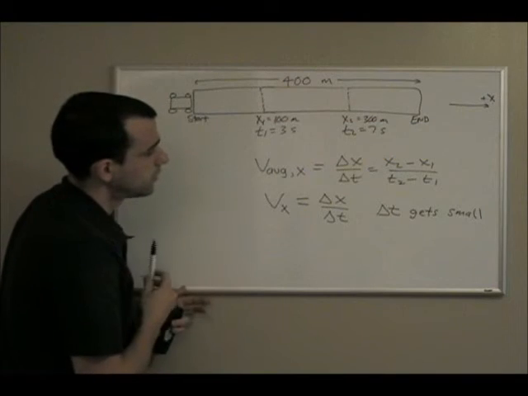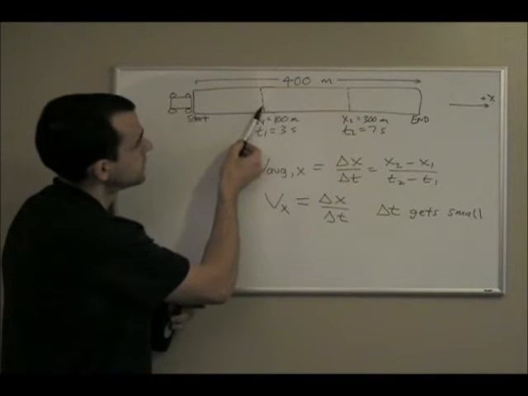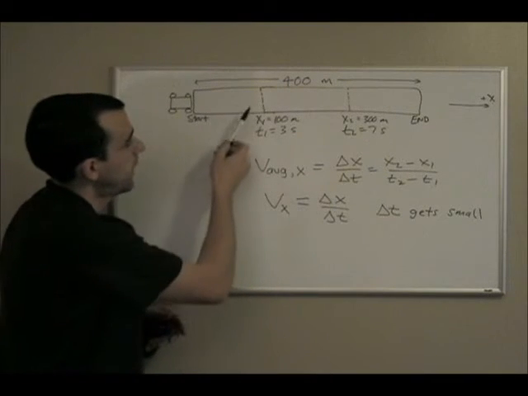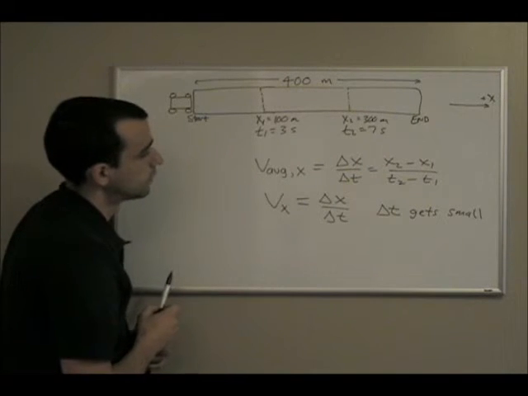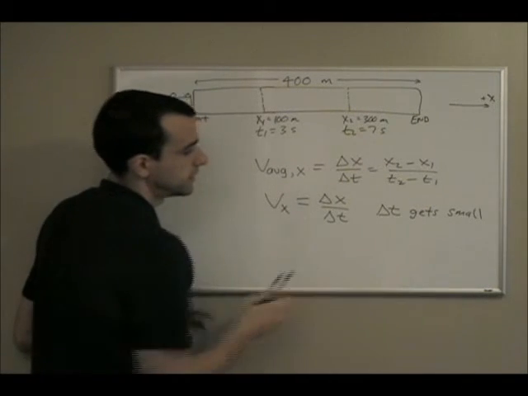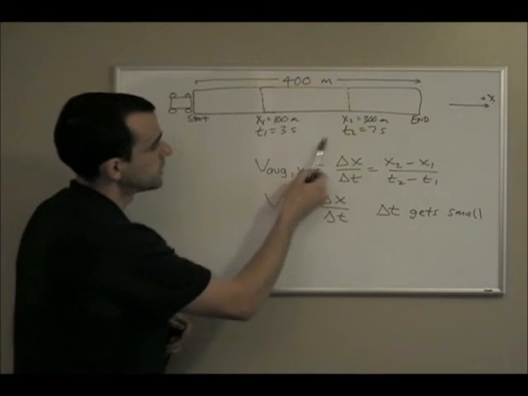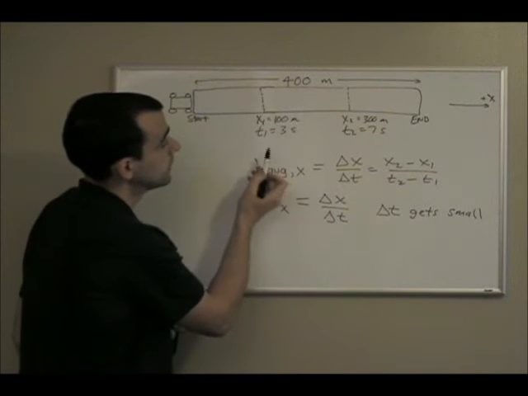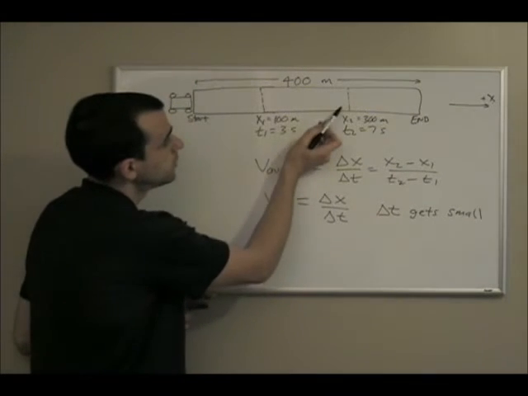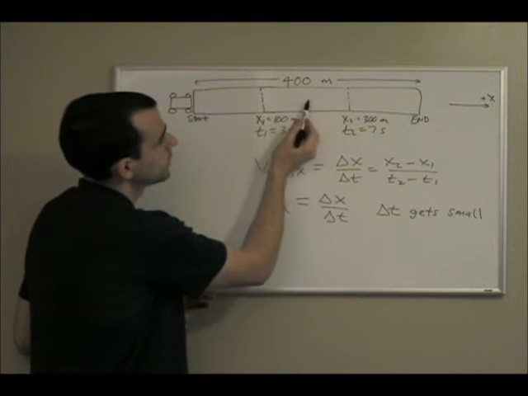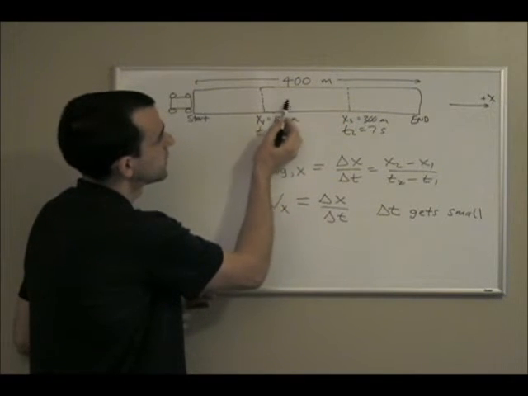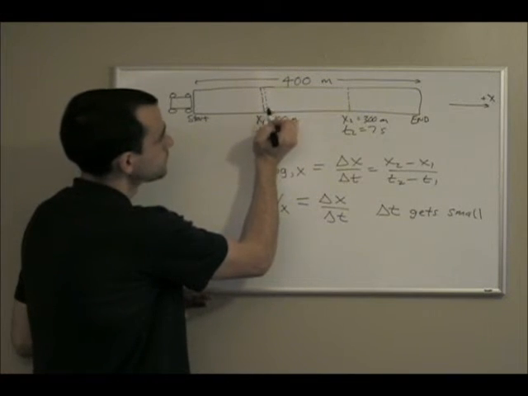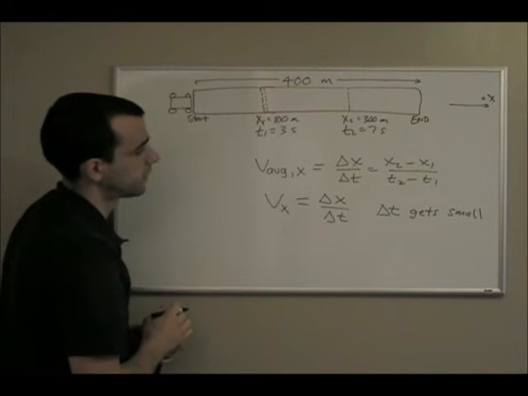So let's say, for example, we wanted to find the instantaneous velocity of the car at the first line. We want to know exactly how fast it was traveling at 100 meters. And to do this, we need to get delta t to be very, very small. So in our original case, our delta t was 7 seconds minus 3 seconds, which was 4 seconds. If we get our delta t very, very small, our t2 and our x2 have to start getting really, really close to our first position. So our second line, instead of being all the way out here, is going to be really close to line 1. And that will satisfy our delta t getting small.